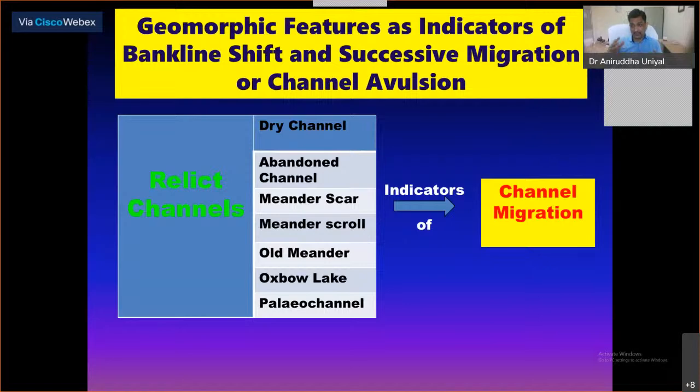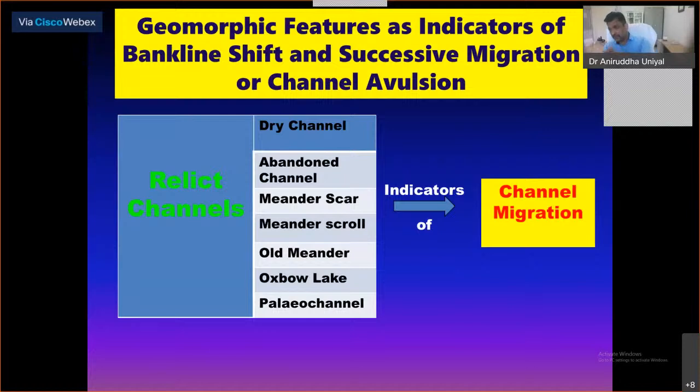And we can infer to some extent the future behavior of the rivers, their future pathways, and their future tendencies to migrate in a particular direction, wherein they are going to threaten a particular settlement, industrial area, croplands, forested areas, or any other important sites. So relic channel is a general terminology generally used by civil engineers, but geologists or geographers use terms like dry channels.